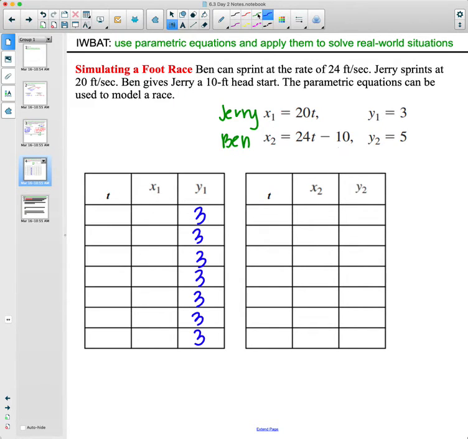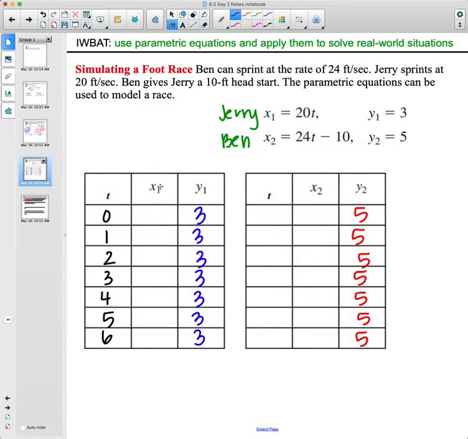And then this one, for Ben, we're just going to put him in lane 5, like lanes when you're running. So Jerry's running in lane 3, Ben's running in lane 5, okay? And then we're going to be plugging in some different times. This is feet per second. So we'll do the initial time 0, 1, 2, 3, 4, 5, 6 seconds and see. The parametric equations can be used to model it. All right, so let's plug this in.